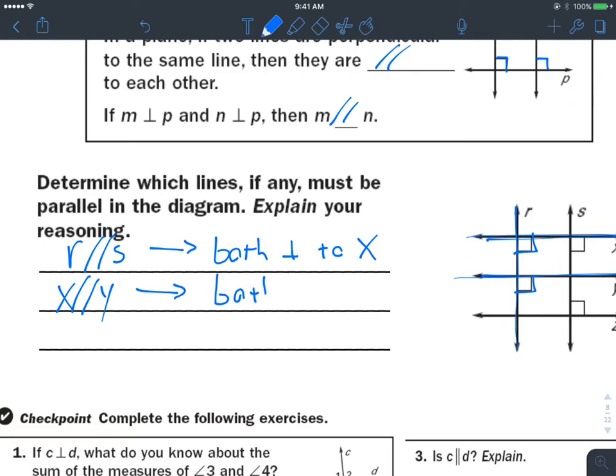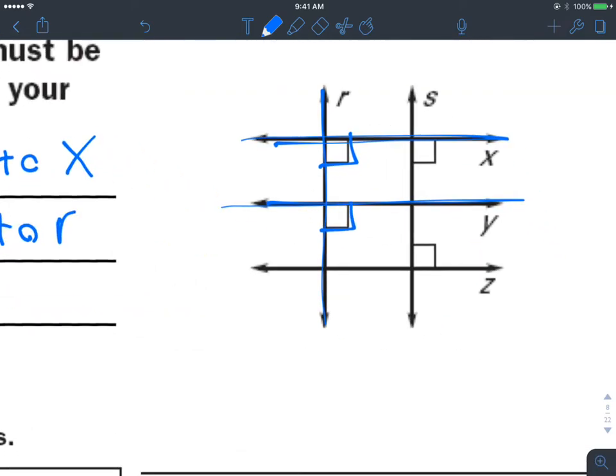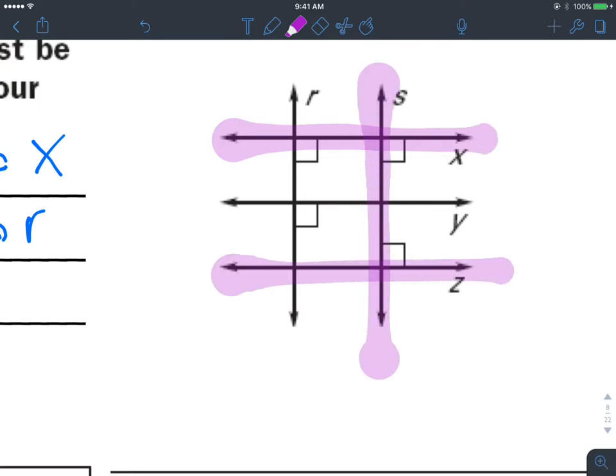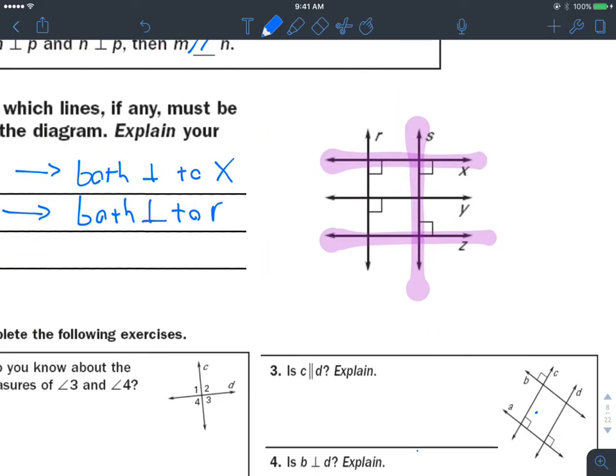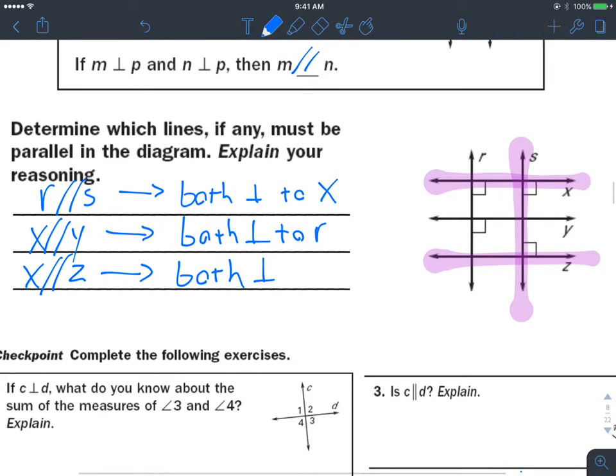So they are both perpendicular to R, I guess. Okay, now the next one that I see going on here is line S, that's perpendicular to X and Z at the same time. So we can say X and Z, and those are both perpendicular to line S.